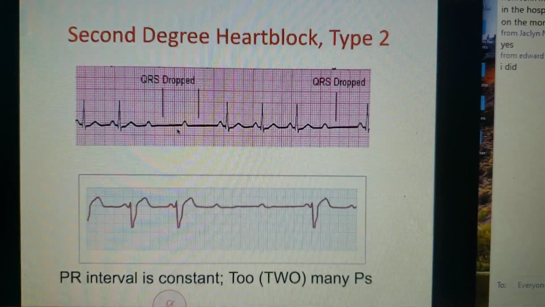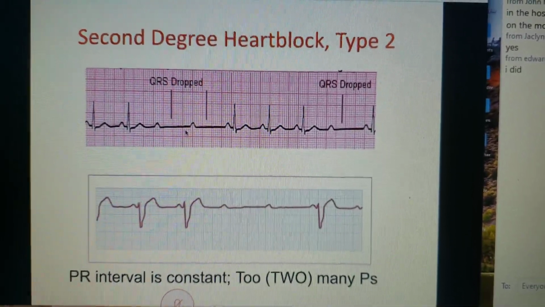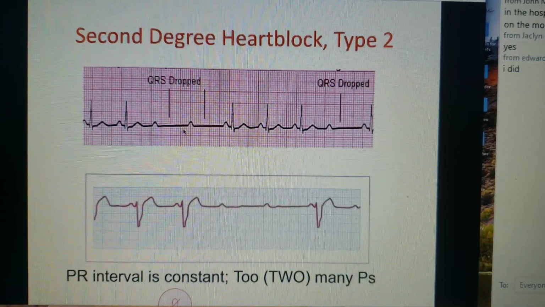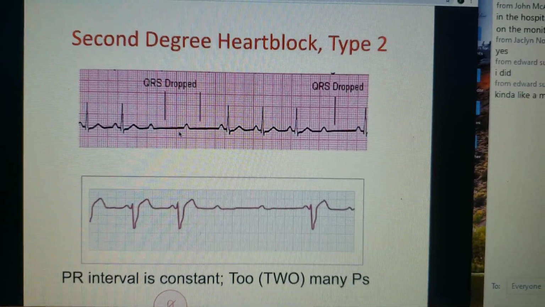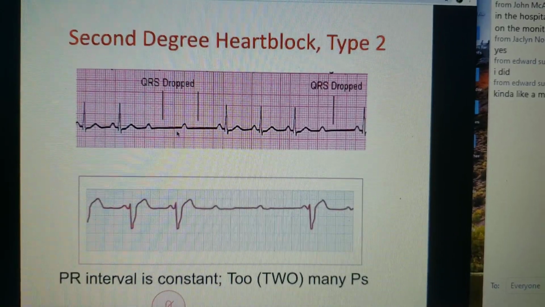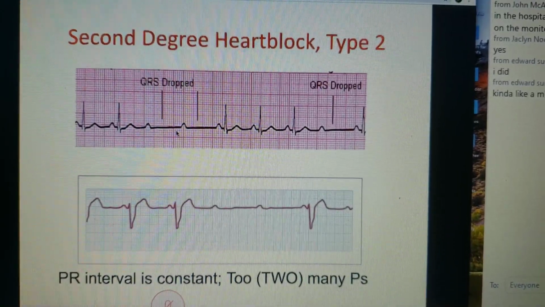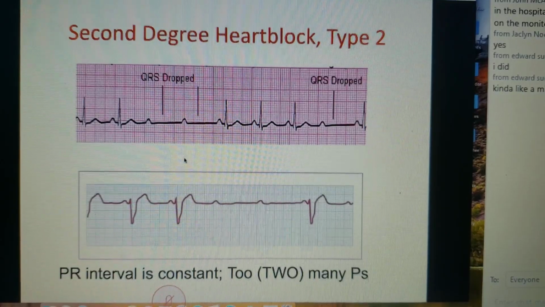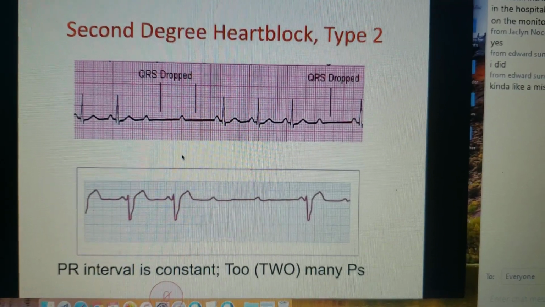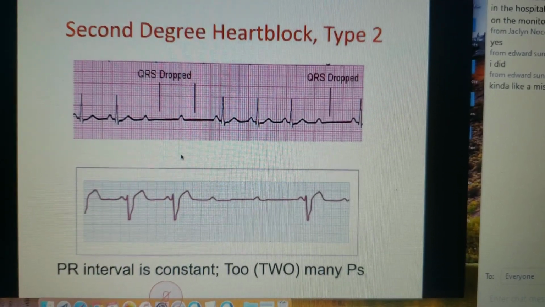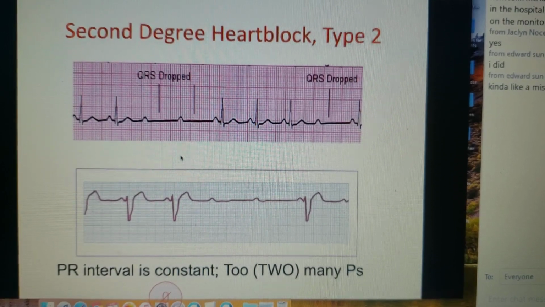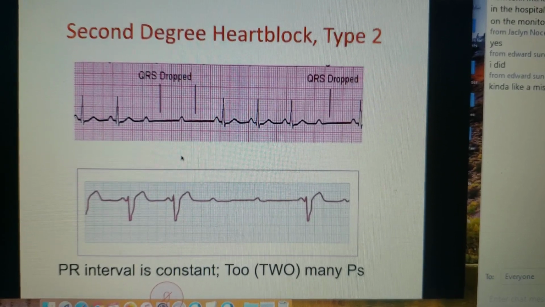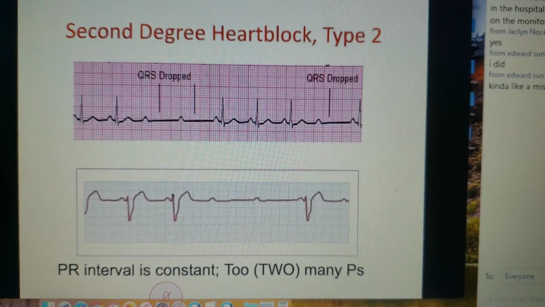And so the signal is not actually making it through down to the ventricles. It's intermittent, and so that's a second degree type 2. There is consistency with your PR interval. Kind of like a misfire, yeah. All right, so consistency with your PR interval. Second degree type 1, your PR interval is getting prolonged and dropping a complex. At second degree type 2, it's staying consistent but dropping a complex, dropping a QRS.